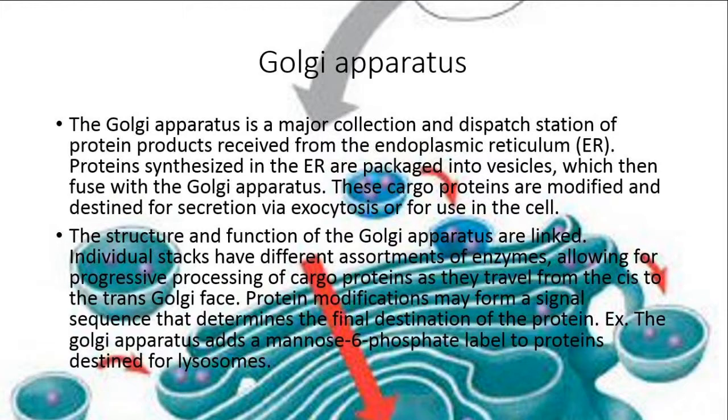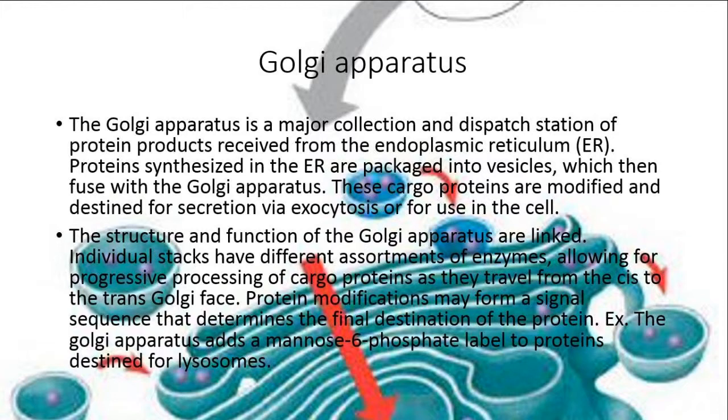The Golgi apparatus. The Golgi apparatus is a major collection and dispatch station of protein products received from the endoplasmic reticulum. So it's like a network. It goes from the rough to the smooth to the Golgi. Proteins synthesized in the endoplasmic reticulum are packaged into vesicles, which then fuse with the Golgi apparatus. These cargo proteins are modified and destined for secretion via exocytosis or for use in the cell.